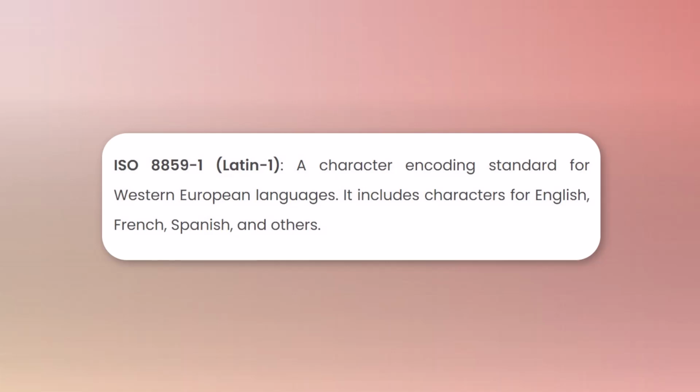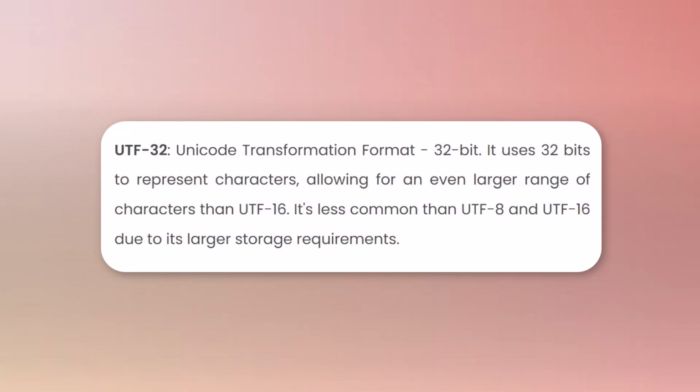In case of UTF-32, it's also a Unicode Transformation Format, but it uses 32 bits to represent characters, allowing for an even larger range of characters than UTF-8. It's less common than UTF-8 and UTF-16 due to its larger storage requirement. So normally we use UTF-8, and if you are working with a wide range of characters then you can use UTF-16. UTF-32 is commonly uncommon in each case.